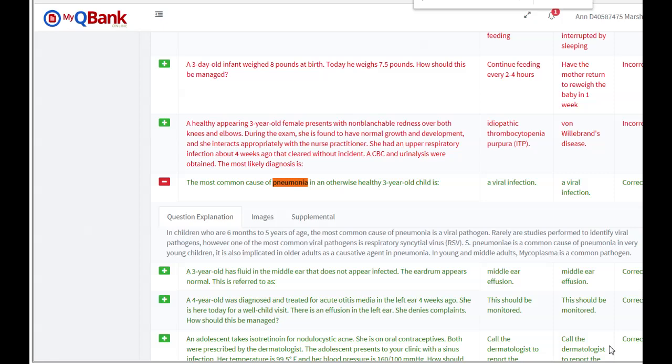Children who are 6 months old to 5 years of age, the most common cause of pneumonia is a viral pathogen. Rarely are studies performed to identify viral pathogens.